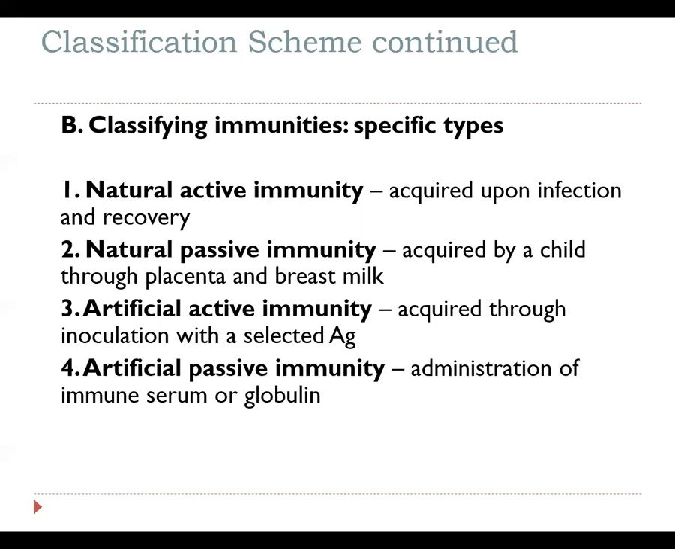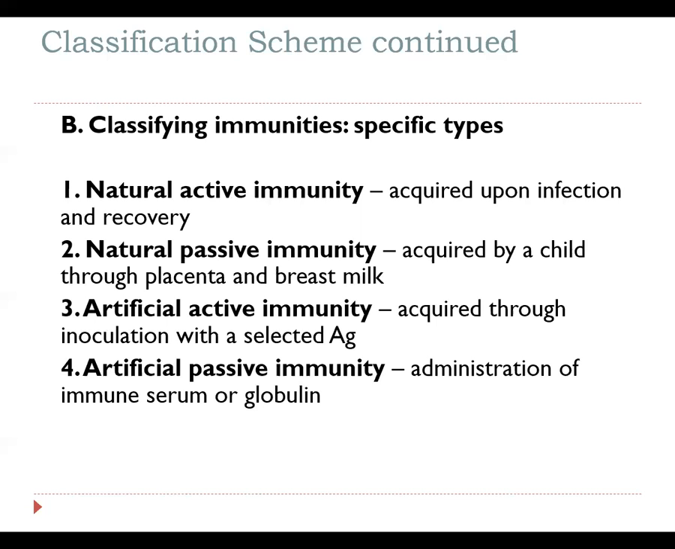For example, you can have natural active immunity. Just looking at the terms natural and active here, natural means it's going to be a natural life experience, and active means it's going to be a long-term effect. Natural active immunity is when you acquire immunity upon infection and recovery. Natural passive immunity is going to be when you are a child and you acquire antibodies from your mother through the placenta, which will be IgG, and breast milk, which will be IgA. So natural experience, but only a temporary antibody presence. You do not make memory from this.